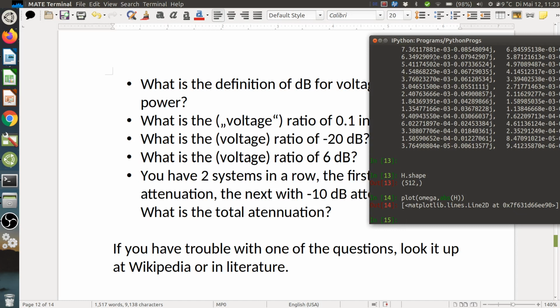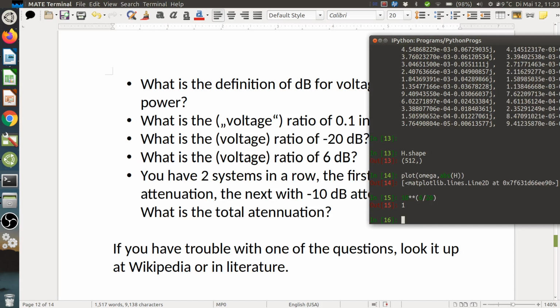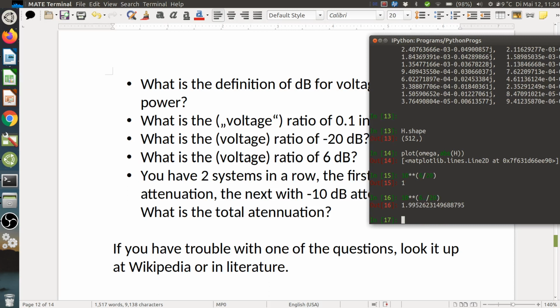So to turn it into a ratio again, we need to basically invert the dB formula. So we take 6 divided by 20, and then we say 10 to the power of 6 divided by 20. And we see that it's not really computing right because it uses an integer division here, so this is better. So here we see the result is actually quite close to 2.